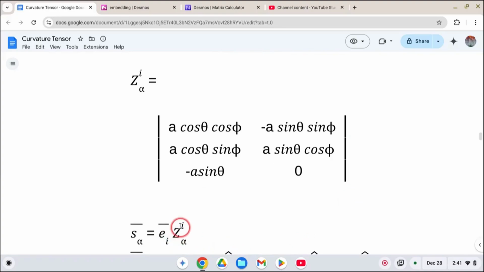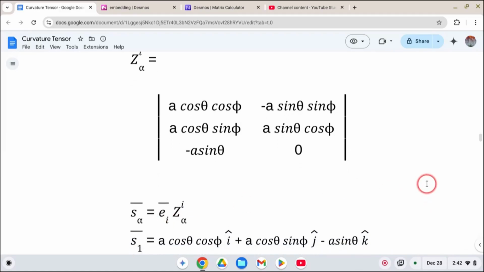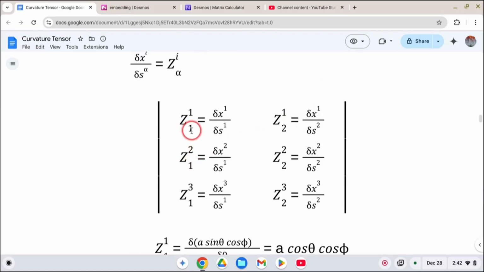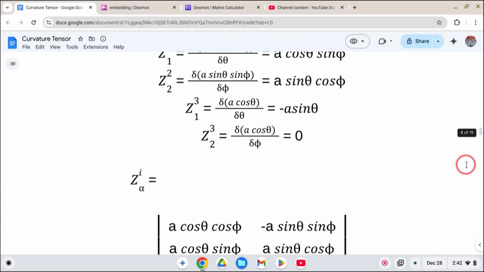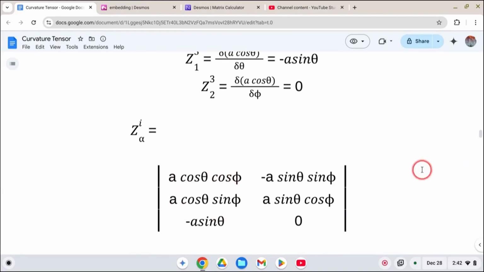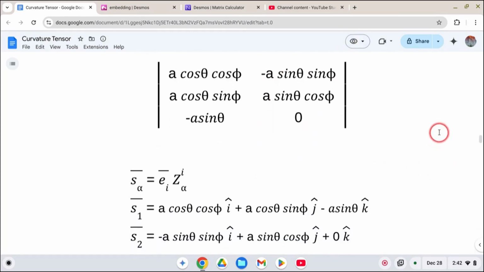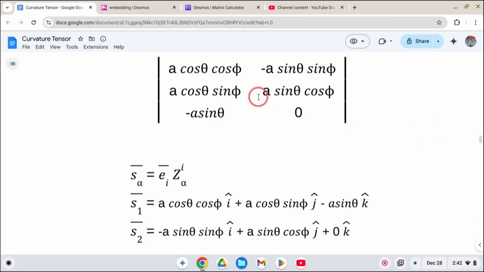We know this. We just found it. We know what this is. This is just i, j, k, or x hat, y hat, z hat, whichever is your favorite, right? So all we have to do here is multiply this column, because look back up here, you see, this is all alpha equals 1. So we multiply that column times i, j, k, and we get this. Multiply this column times i, j, k, and we get this.